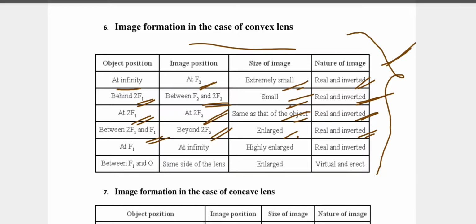Next we will place the object at focus 1. We will get the image position at infinity. So it is highly enlarged. Since it is obtained at infinity, the image will be highly enlarged and it is real and inverted. Last, we will place the object between focus 1 and the optical center. We will get the image on the same side of the lens, enlarged, and it is virtual and erect, because it is above the principal axis and on the same side as the object. That is why we get it as enlarged, virtual and erect.